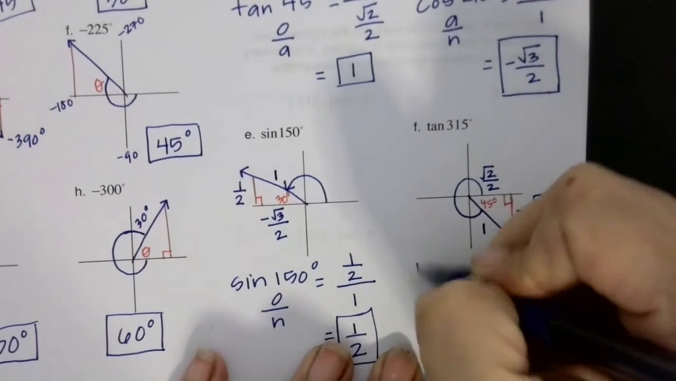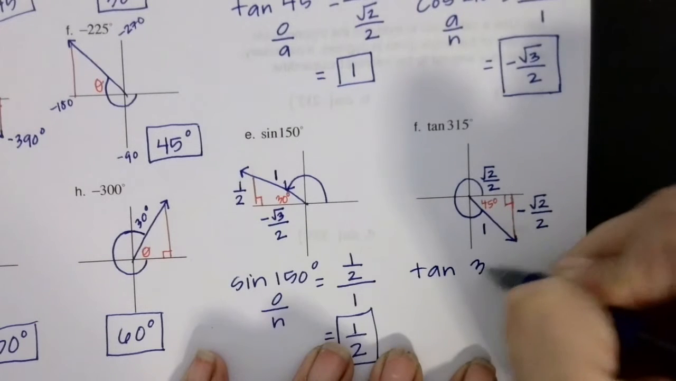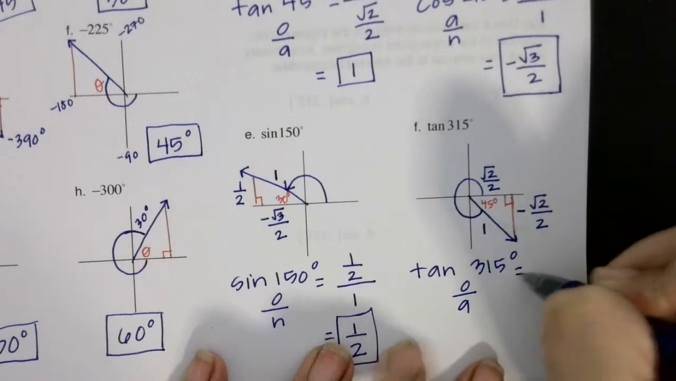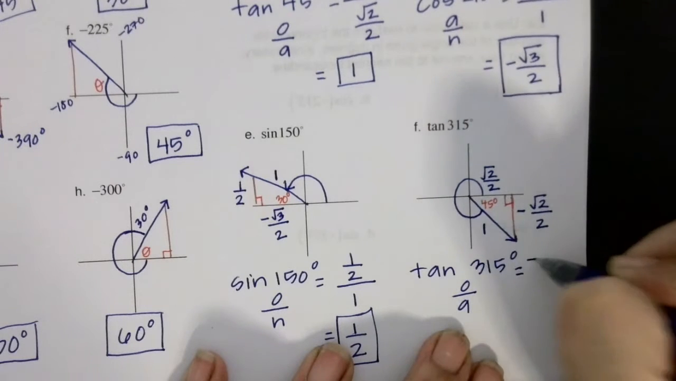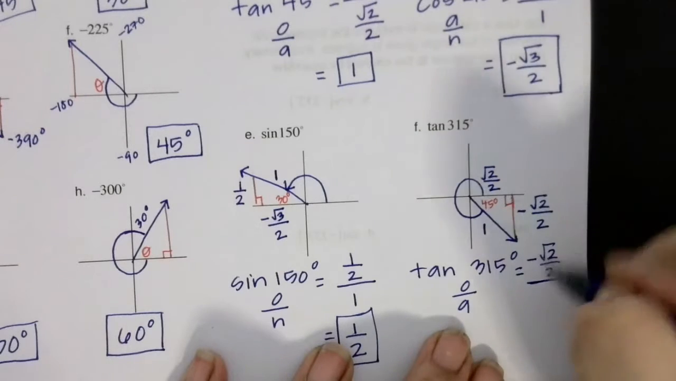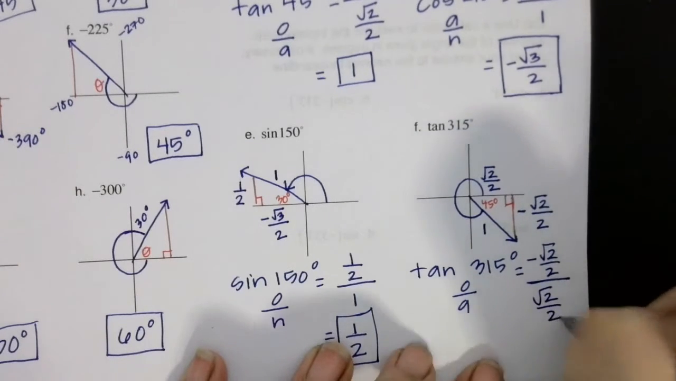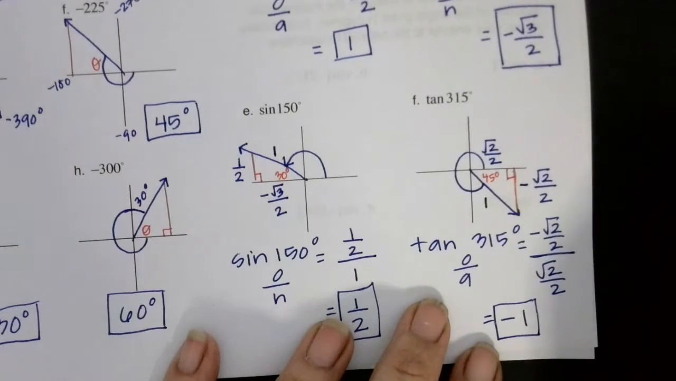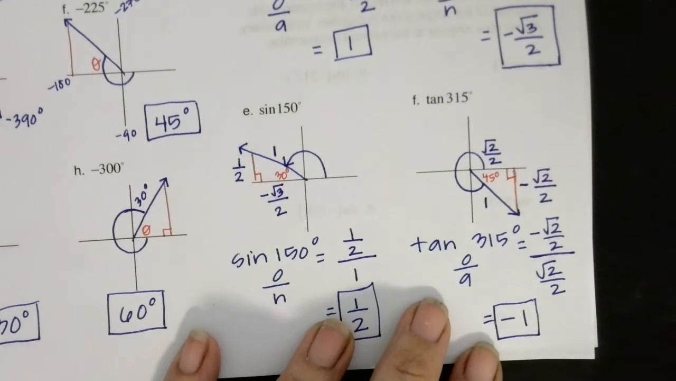So then we get the tangent of 315 degrees. Tangent is opposite over adjacent, so this is opposite negative root 2 over 2 over adjacent, which is root 2 over 2, which equals negative 1. Okay, so there's that one. Let's flip it over and just finish up these last couple ones. I'm going to bring our post-it note over just in case we have questions, and we'll go from there.